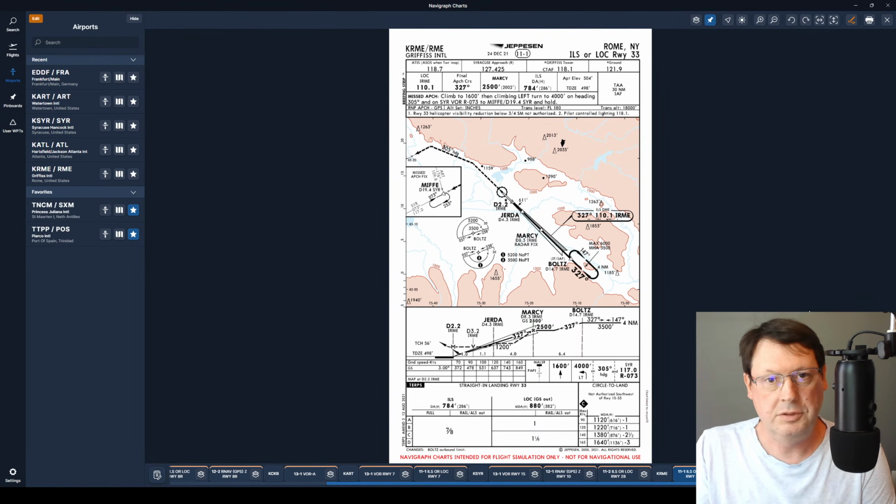IFR flight and instrument flying is not easy stuff, and I never cease to be amazed at how well, for the most part, the flight sim community does at flying approaches. I think a lot of flight simmers are into the airliner, or at least the IFR style of flight, where you're flying standard instrument departures, STARs, standard terminal arrival routes, and approaches. And this is not easy stuff.